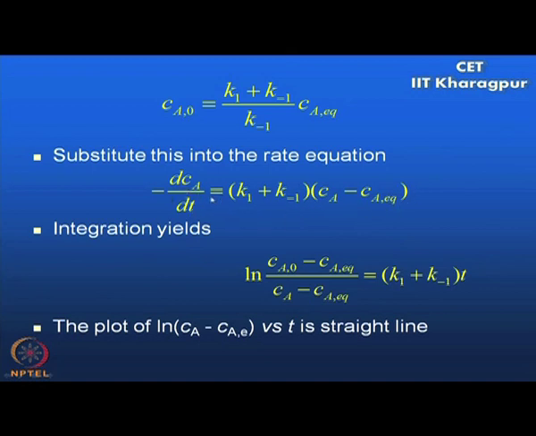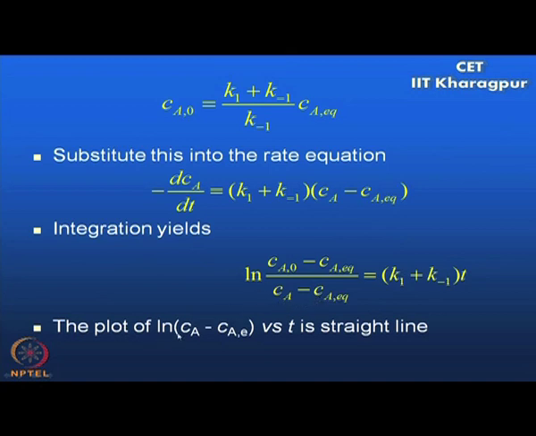Minus dCa/dt is equal to (K1 plus K minus 1) times (Ca minus Ca equilibrium). This is the concentration of A at equilibrium, when the backward and the forward rates are equalized. Upon integration, we get this. Now, this is Ca0 minus Ca equilibrium. The equilibrium concentration has got some number, this is the starting concentration, this is the variable.